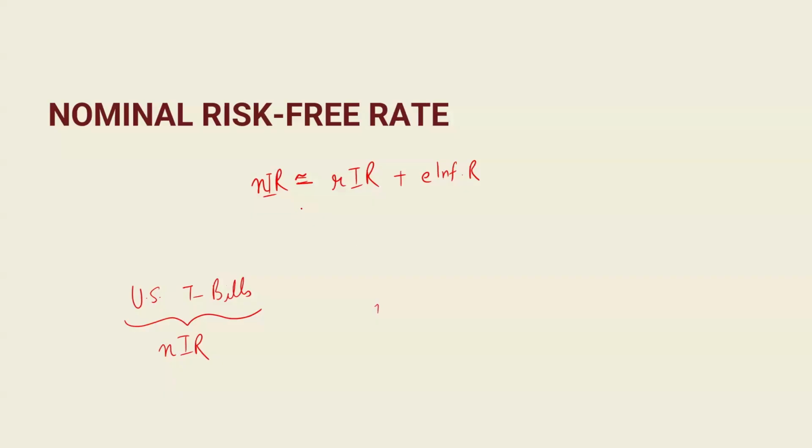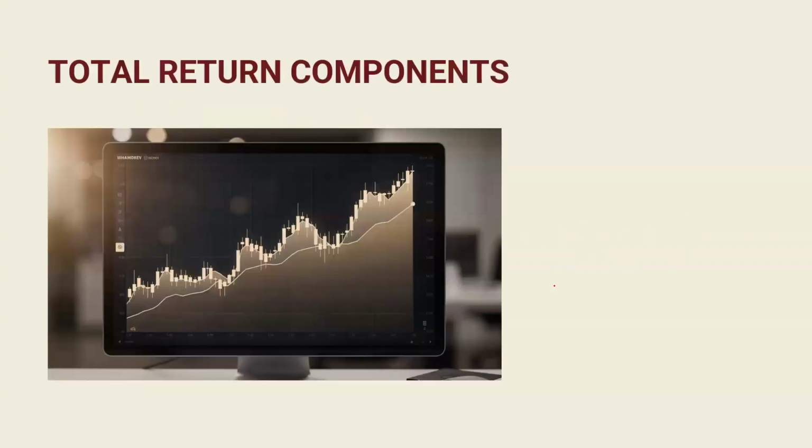And as I told you, this is an approximate relationship to understand the basic idea, but the exact relationship will be written like this: 1 plus the nominal interest rate is equal to 1 plus the real interest rate multiplied by 1 plus the inflation premium, or you can say expected inflation rate, whatever you want to call it.